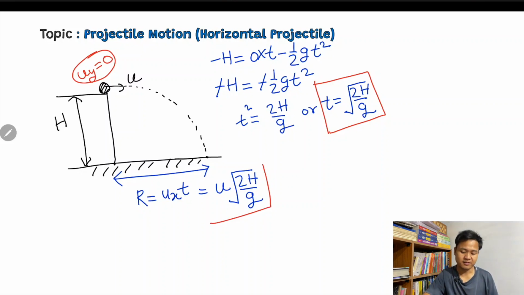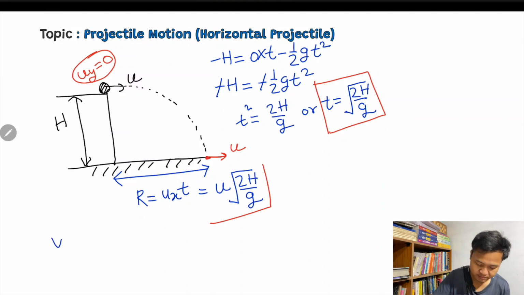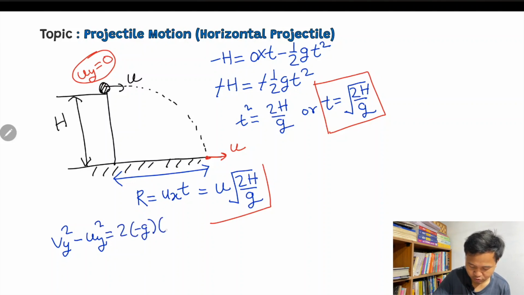Okay. If they ask you what is the speed when it hits the ground, the horizontal velocity is u. So even when it hits the ground, the horizontal velocity is still u. Now vertically, initially the vertical velocity is 0. So vy square minus uy square equals twice minus g into minus h, since the displacement is minus h.